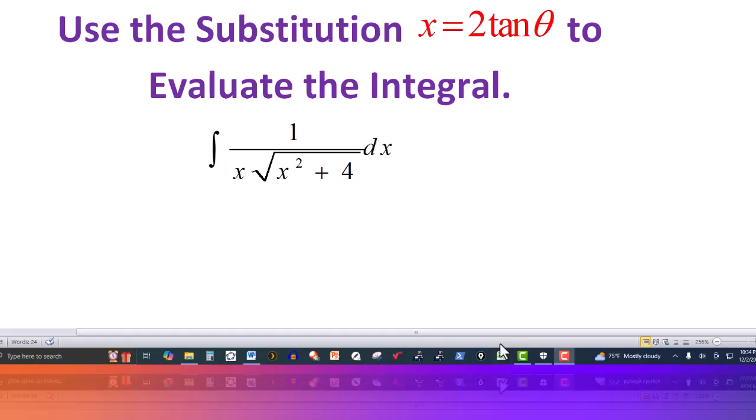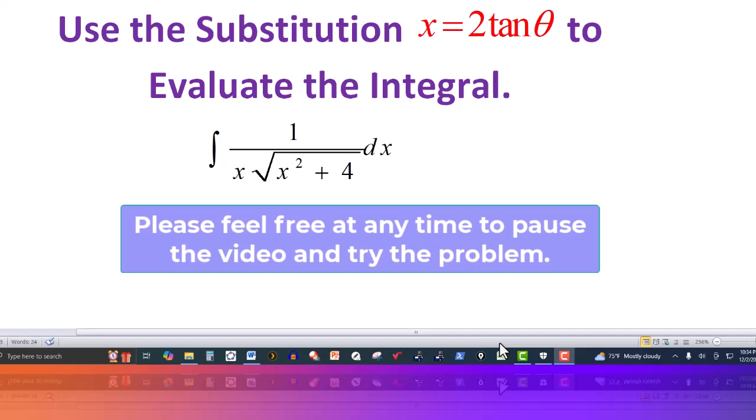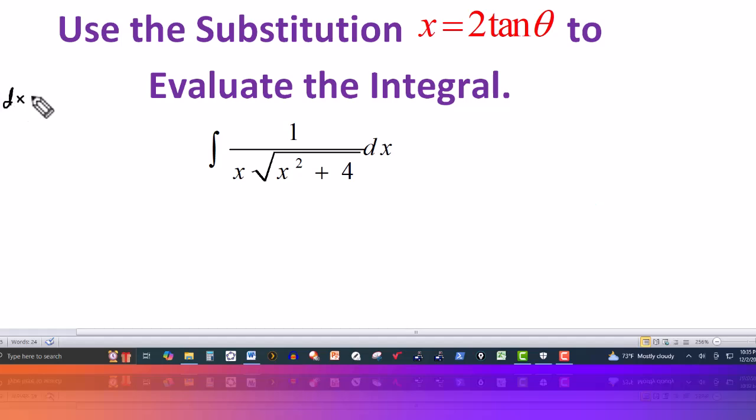For this integral, we're supposed to use the substitution x equals 2 tangent of theta to evaluate this integral. In other words, they're just telling you to use a trig substitution. So let's start off by finding dx. Instead of du, it'll be dx. That's my substitution, and the derivative of 2 tangent would be 2 secant squared theta d theta.